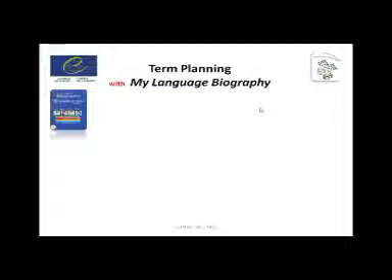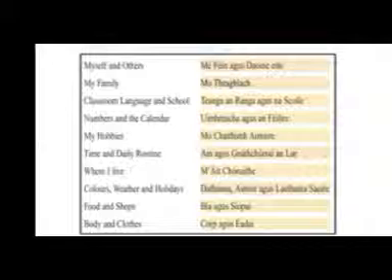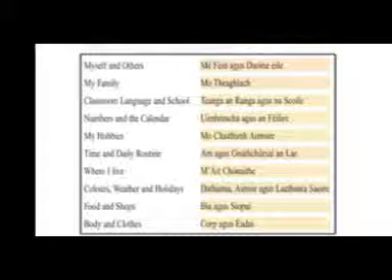At the core of the strands and strand units of the curriculum are the topics and their related language functions, what the child will be able to do in the language. The NCCA draft curriculum guidelines suggest a number of topics. The 10 topics listed on the inside cover of my language biography are in line with those topics.